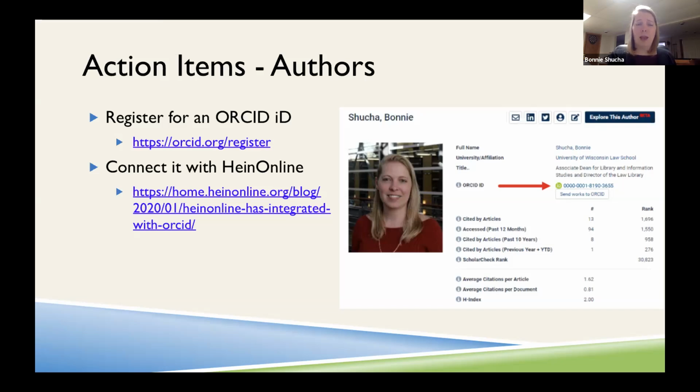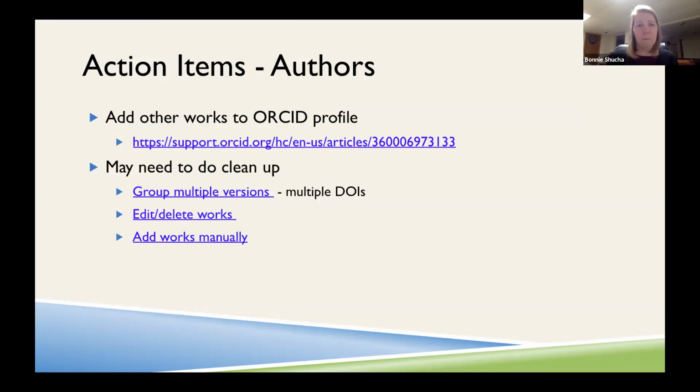Then you want to have them connected up with Hein Online, right? And I think Sheila showed a screen on how to do that. Again, pretty easy. Then the thing that takes a little bit more work is to go in and curate that author, that ORCID profile, to add other works to it. You might need to clean some things up.